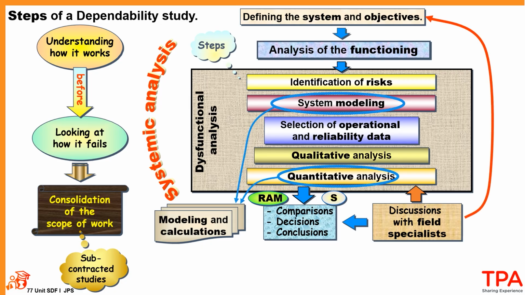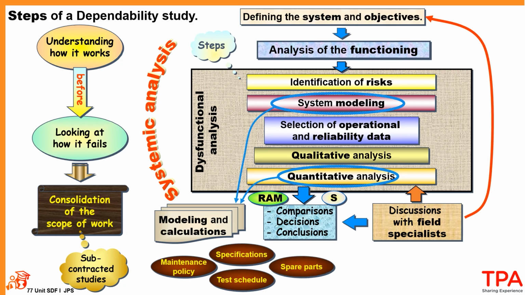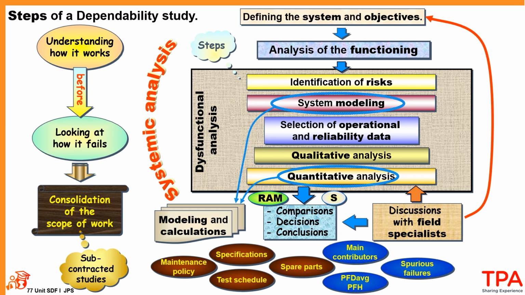In the case that the objectives are not reached, then the project has to be improved and the process is reiterated again. When the analysis is successful, it provides various results like specifications, tests, and preventive maintenance scheduling or spare parts policy needed to reach the objectives. Beyond reliability and availability, properly speaking, this also provides results about spurious failure frequency and main contributors. And, when dealing with functional safety, the probability of failure on demand or the probability of failure per hour can also be obtained.